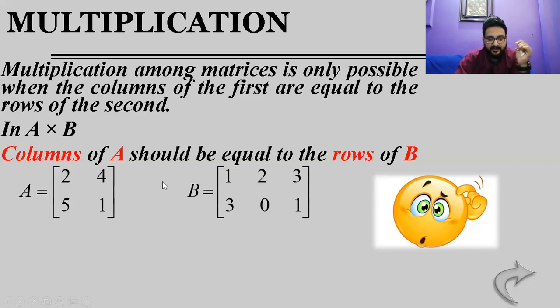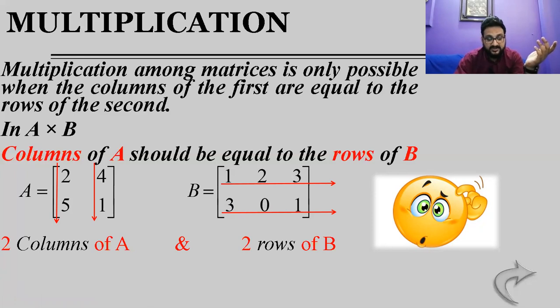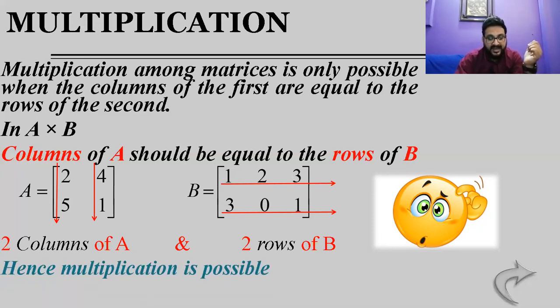See the diagram on your screen. How many columns in A? The columns in A are 1, 2. How many rows in B? 1, 2. So 2 columns of A and 2 rows of B, hence multiplication is possible.